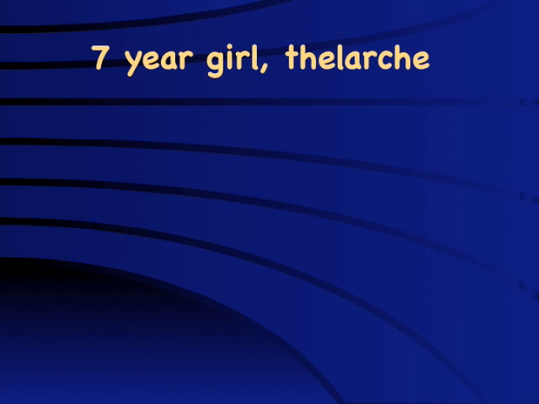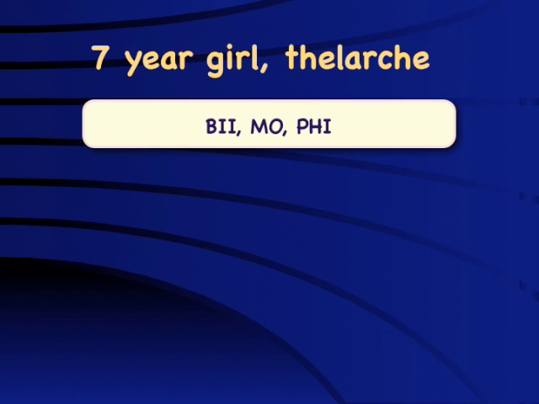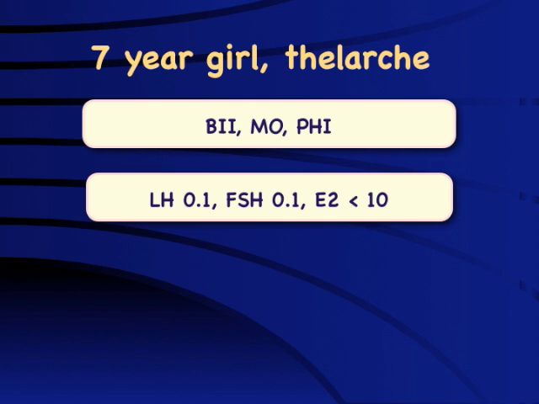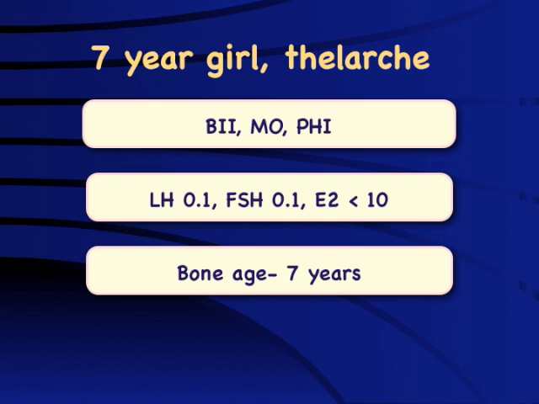So now we'll go forward to this case. 7-year-old girl with thelarche, breast stage 2, no periods, pubic hair stage 1, LH, FSH and estradiol all undetectable. Bone age is 7 years. So do you think this is precocious puberty? In the absence of growth acceleration, bone age advancement and normal parameters, it's very unlikely to be precocious puberty. So one needs to be really cautious whether this is actually stage 2 breast or it is simple lipomastia in the setting of obesity, which was the case that we observed.